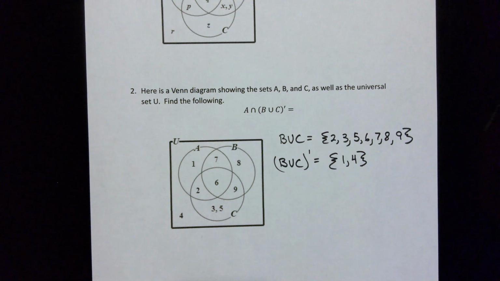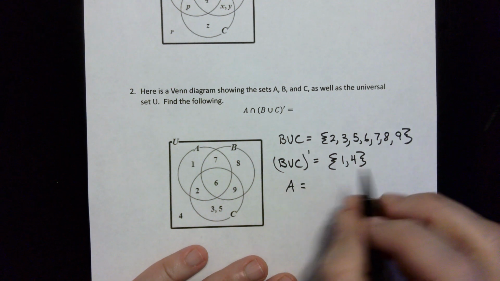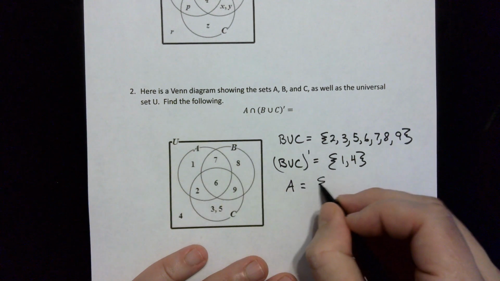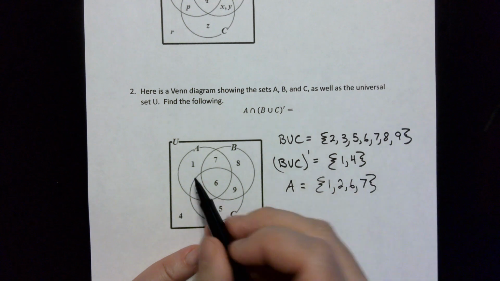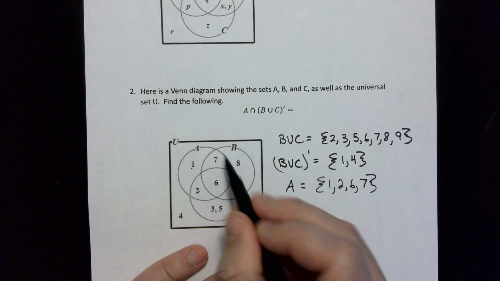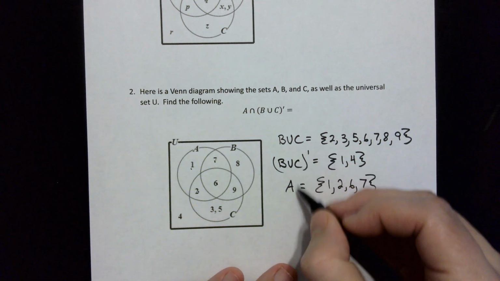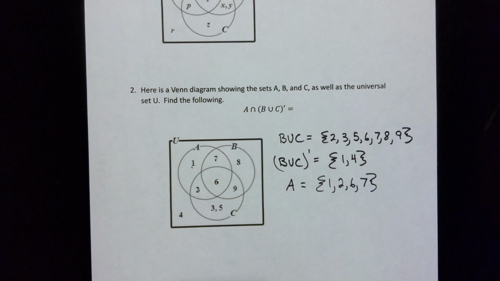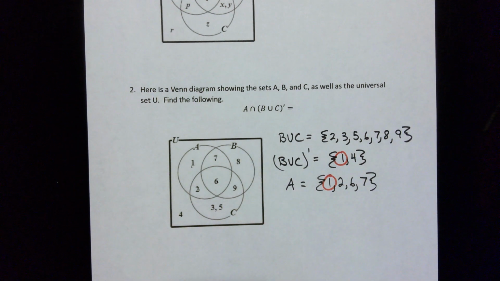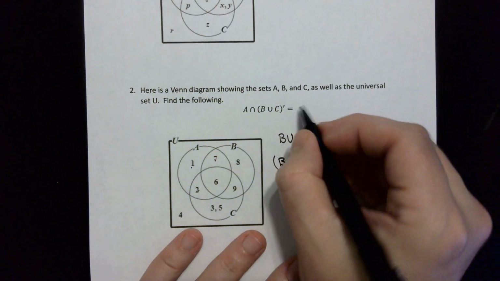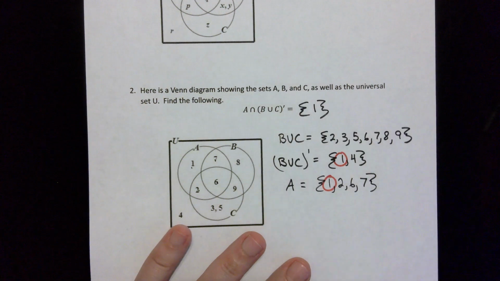And now we want to intersect that with A. I can write down A really fast here. A is all the stuff that's in A. That would be 1, 2, 6, 7. All the stuff in A. Okay, now that we have that, we're looking for the intersection between these two things, meaning it has to show up in both for us to write it down. It's only one thing that happens. That's the 1 right there. So our answer here is just one element in that set, and it is 1.